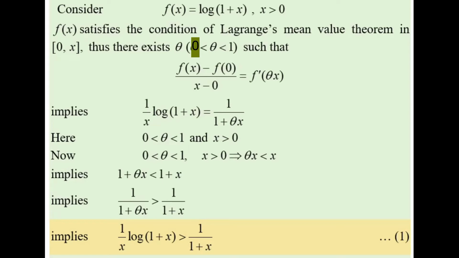Now 0 < θ < 1 and x > 0 implies θx < x. So 1 + θx is strictly less than 1 + x, so their reciprocals satisfy the inequality 1/(1 + θx) > 1/(1 + x). We have observed above that 1/(1 + θx) is (1/x) times log(1 + x). So we get that this is greater than 1/(1 + x), and we call it equation number 1.